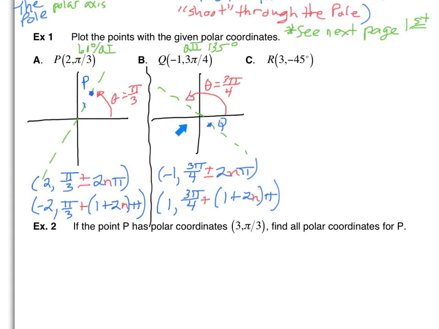So in order to get back over here, I have to add pi to it, and then we can add the full revolutions or subtract the full revolutions. So this right here adds the pi, and this right here adds the full revolutions of 2n pi. Any questions about that? Is it making more sense?